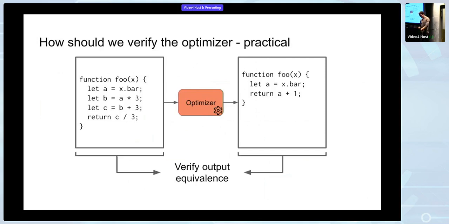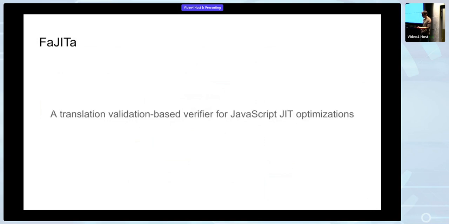So what we're going to focus on instead is verifying that the programs before and after themselves are equivalent. So we aren't going to verify the optimizer for all cases, but rather look at it for particular programs that get passed through. And this is what FaJITA is. FaJITA is this translation validation-based verifier for JavaScript JIT optimizations.